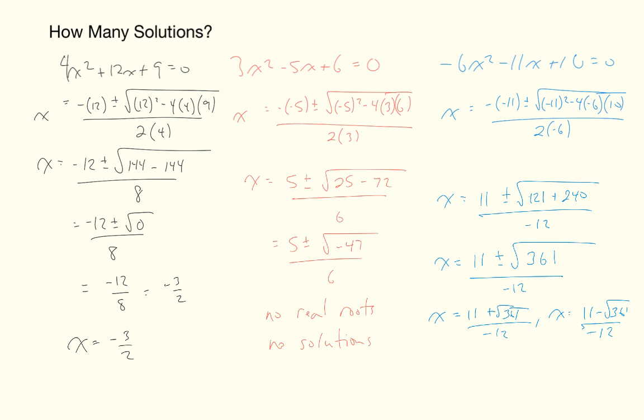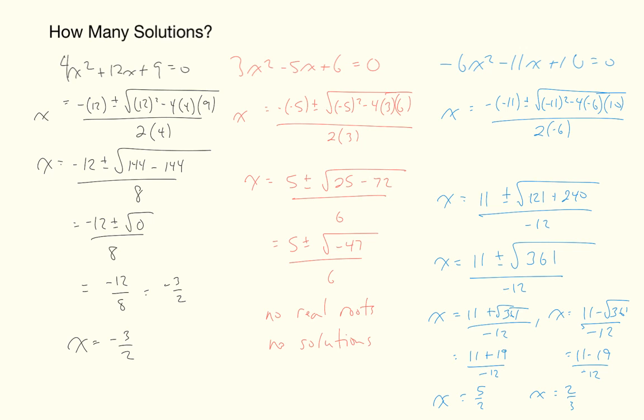And if I punch those into my calculator, I find out that the square root of 361 is actually 19, so 11 plus 19 over negative 12, and 11 minus 19 over negative 12, so that's 30 over negative 12, which simplifies to negative 5 over 2, and 11 minus 19 over negative 12 will simplify to positive 2 over 3. So it looks like this third one here gives me two solutions, two rational or two fraction solutions.